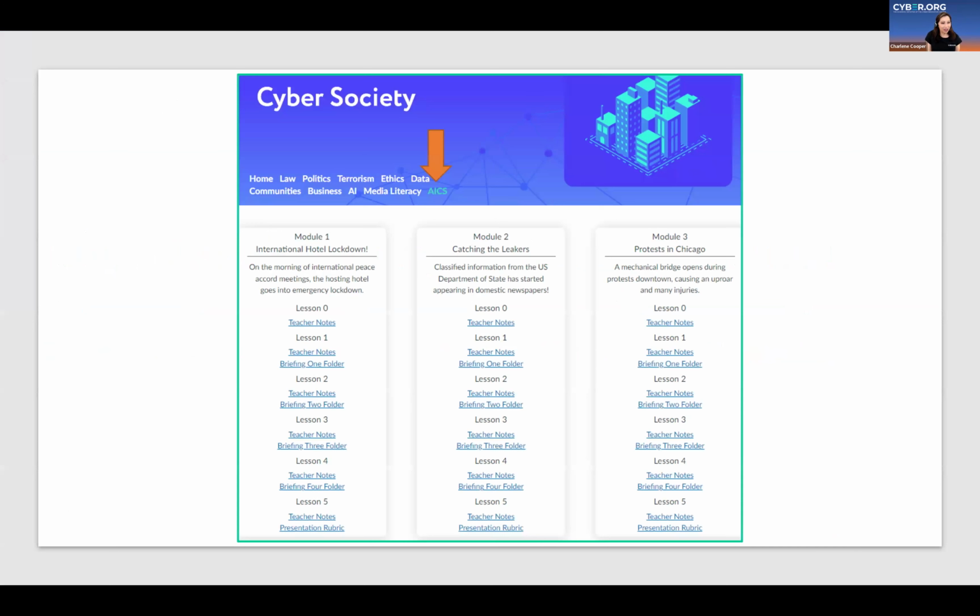And then moving on to our ACES scenarios. ACES is at the very end of Cyber Society with all of the lessons and units. And so you'll see right here, it almost seems hidden there at the end. But when you click on it, you're going to see immediately that there is quite a bit of information located in each of these lessons or scenarios.